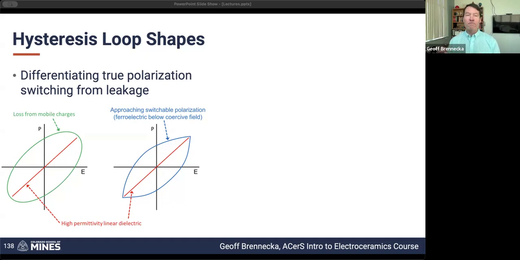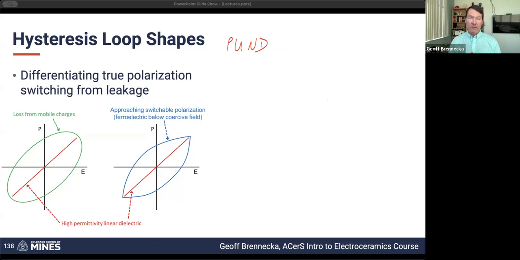In particular, how do you separate out the mobile charges that are just leakage from the actual spontaneous polarization, so displacement charge from the structure of the material switching? This gets back to a question that was asked last time about how you differentiate those. I talked about the PUND approach. That is one measurement technique to help quantify what's going on.